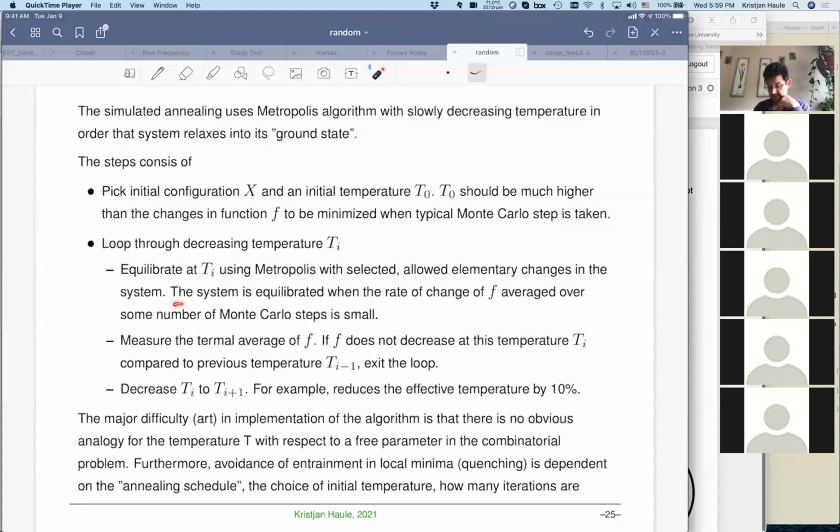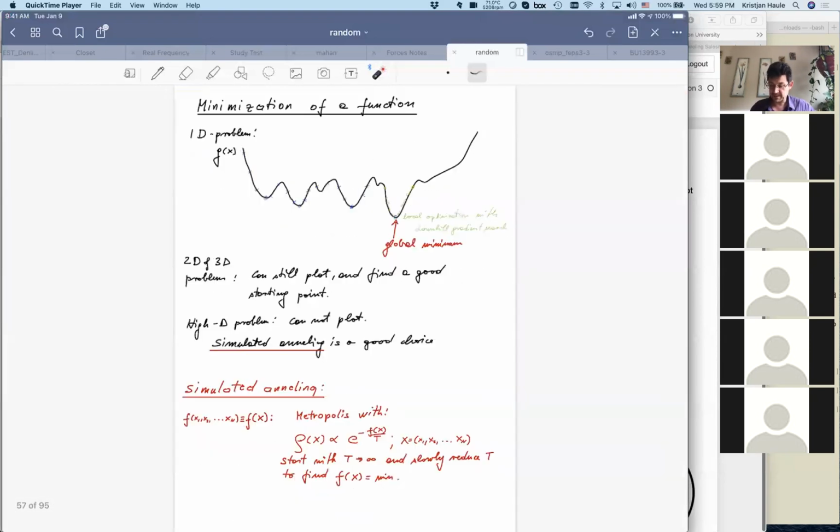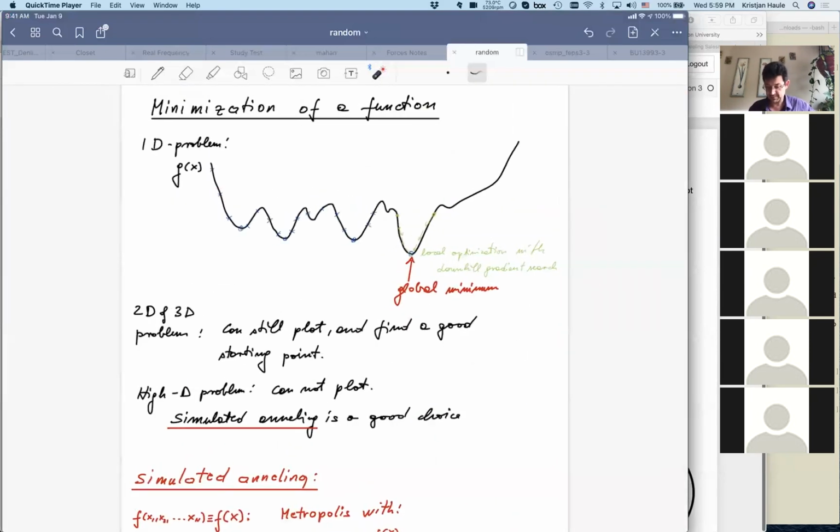So the system is equilibrated when the rate of change of function f, averaged over some number of Monte Carlo steps, is small. So the idea is that we run Metropolis at a particular temperature for quite some time, so that we're sure that the system has equilibrated at this temperature. What does it mean to equilibrate? Well, imagine you have a function like that, and the temperature is, for example, here.